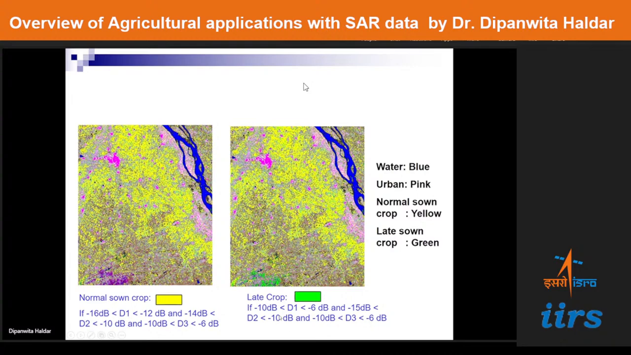In the late sown crop, what will happen? Your first date will have high backscatter, but the transplantation happens on the second date. So the second date will have a dip. That may be -18, -15 dB on the second date, and then subsequently on the third date it will pick up again. So this small green patch, what you are seeing in the southern part of the image, is the late crop.